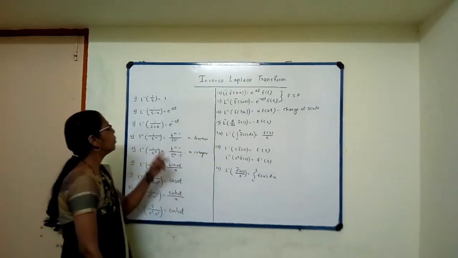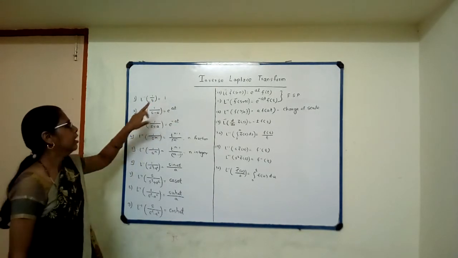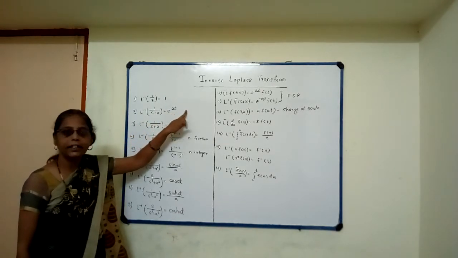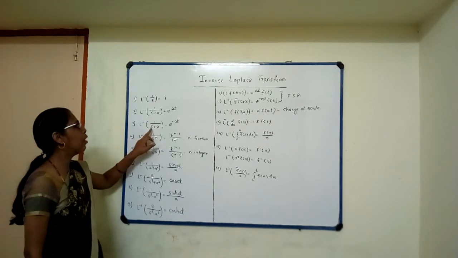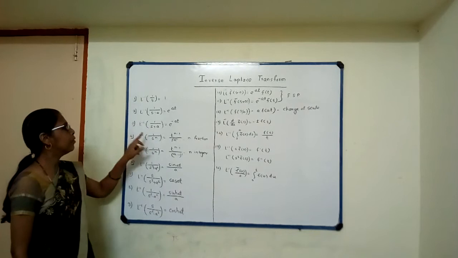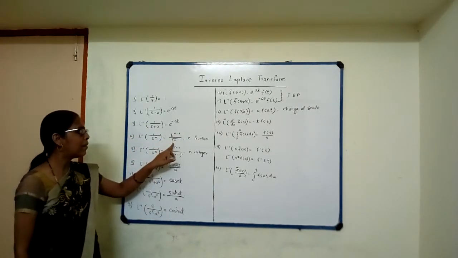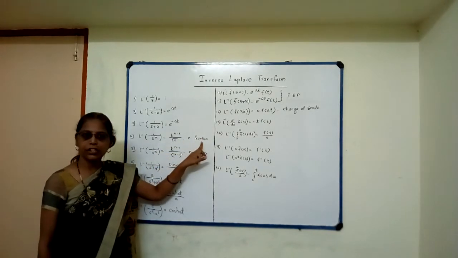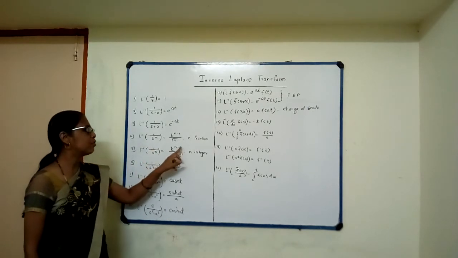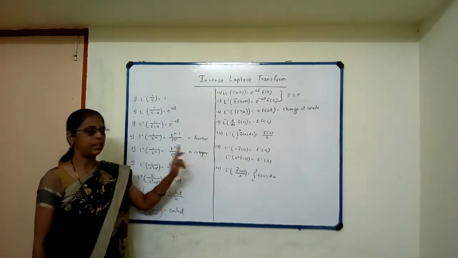So first formula, Laplace inverse of 1 upon s is 1. Laplace inverse of 1 upon s minus a is e raised to at. Laplace inverse of 1 upon s plus a is e raised to minus at. Laplace inverse of 1 upon s raised to n is t raised to n minus 1 upon gamma n when n is a fraction. Laplace inverse of 1 upon s raised to n is t raised to n minus 1 upon n minus 1 factorial when n is the integer.